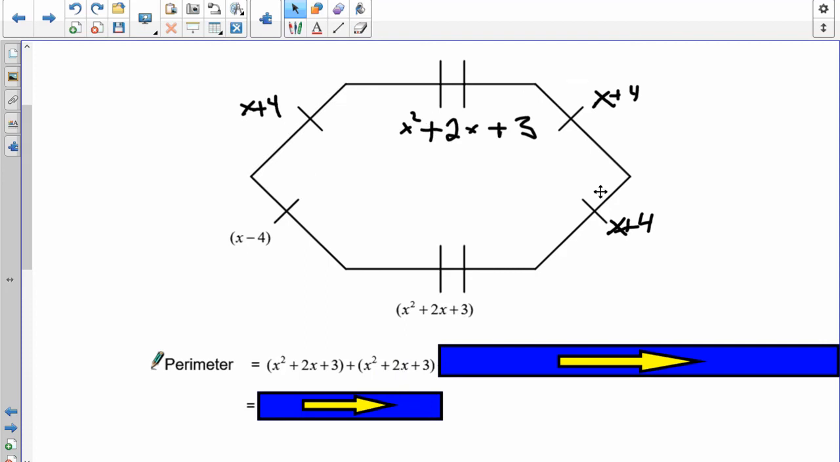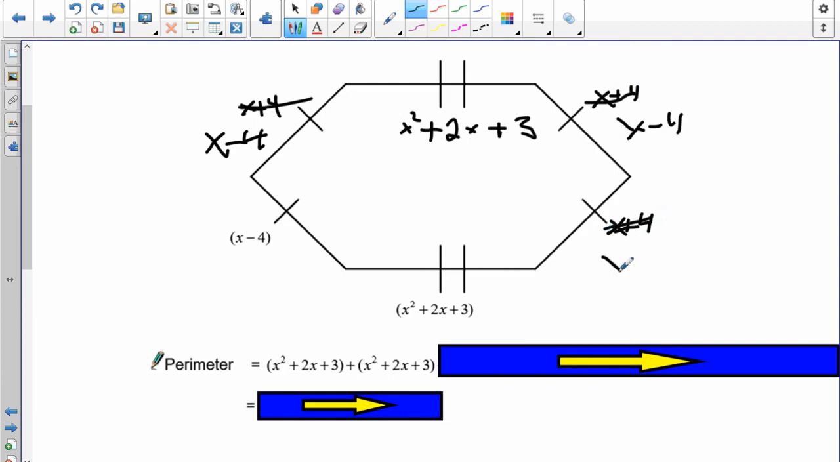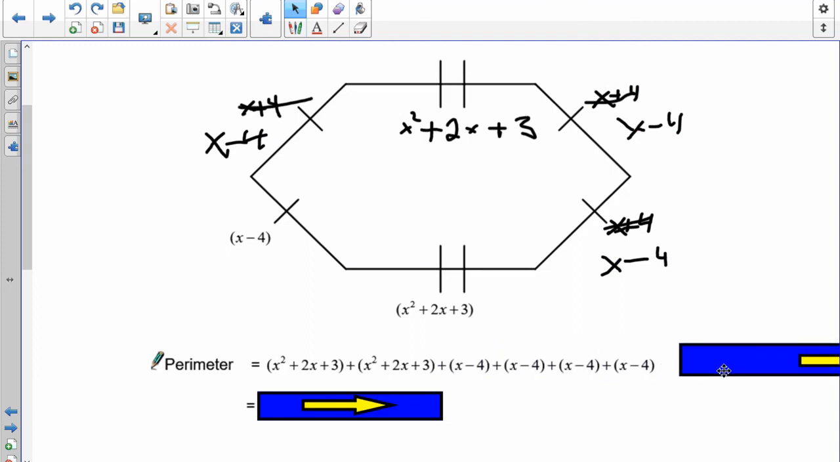And now I've got 1, 2, 3, 4. Oh, sorry, those are supposed to be -4s. Okay, x minus 4. I forgot. I looked at that and got it wrong. X minus 4 and x minus 4. All right, so taking a look at that, x minus 4, x minus 4, x minus 4, x minus 4. Right? Now the last thing, put them all together.